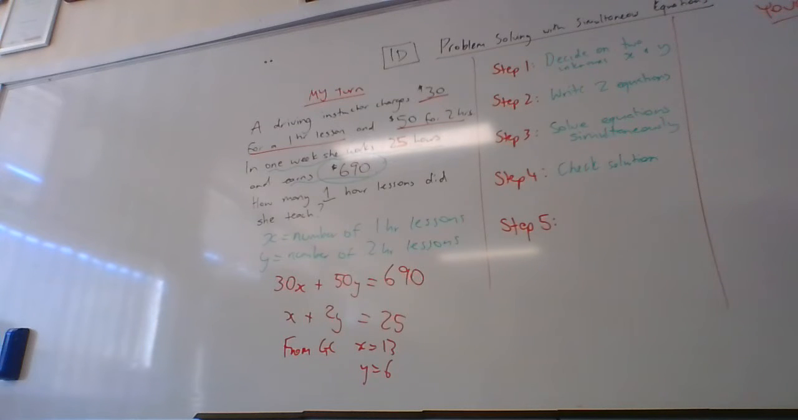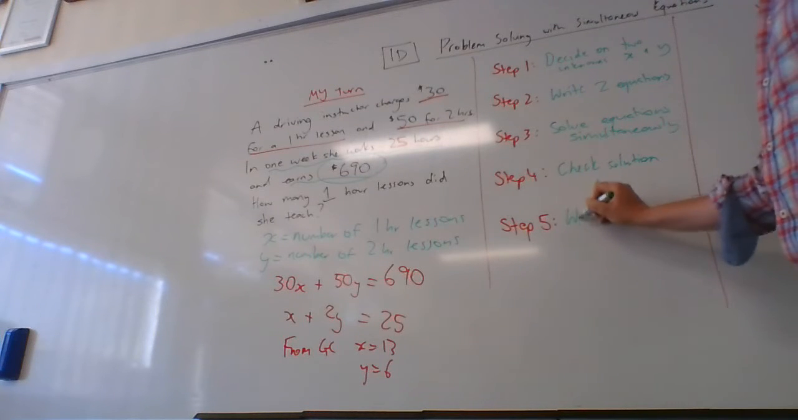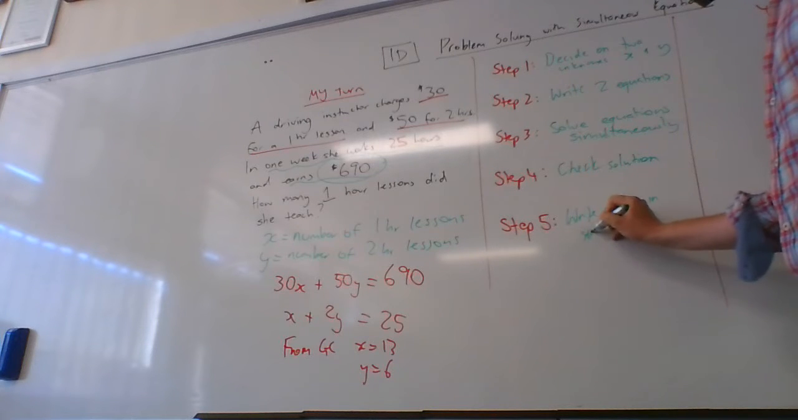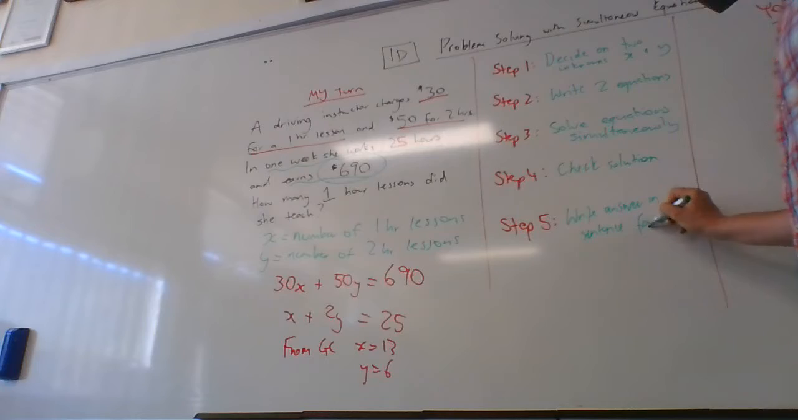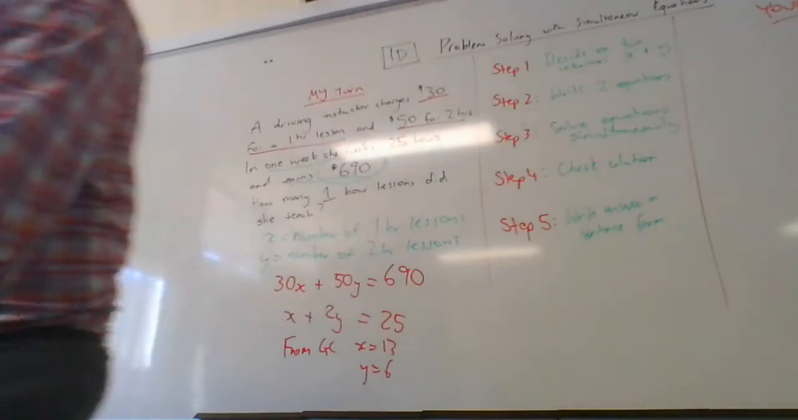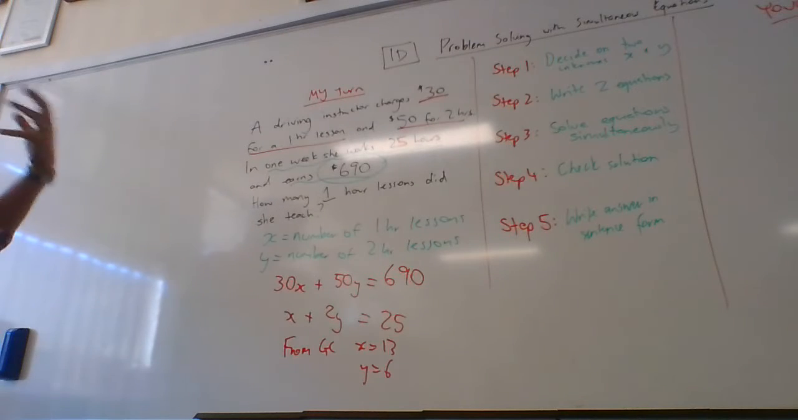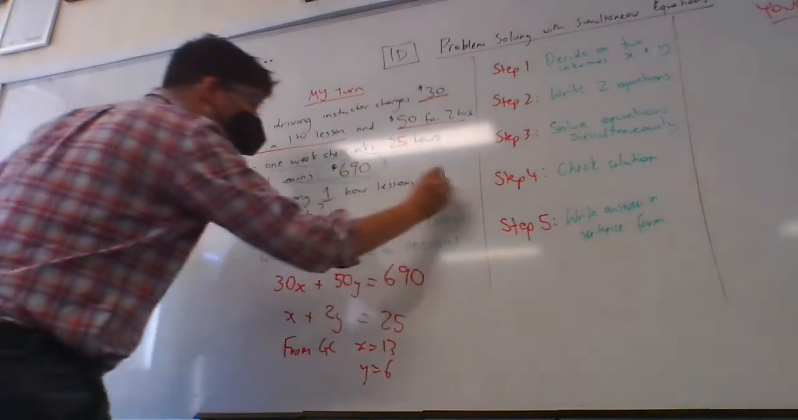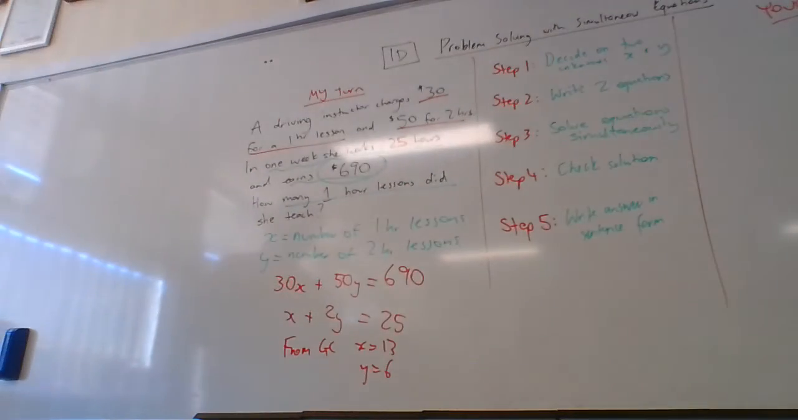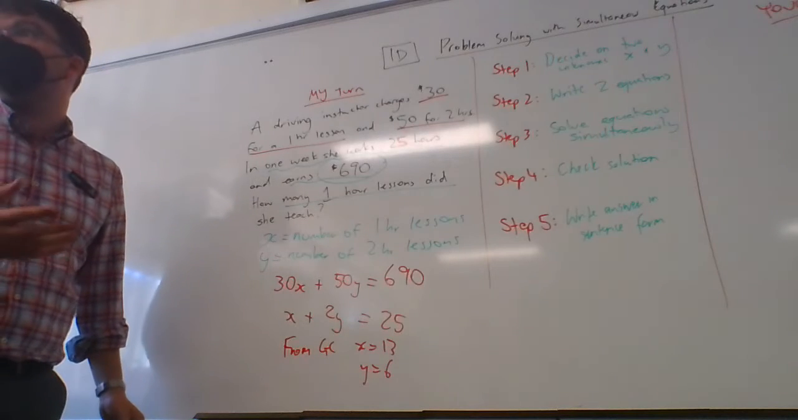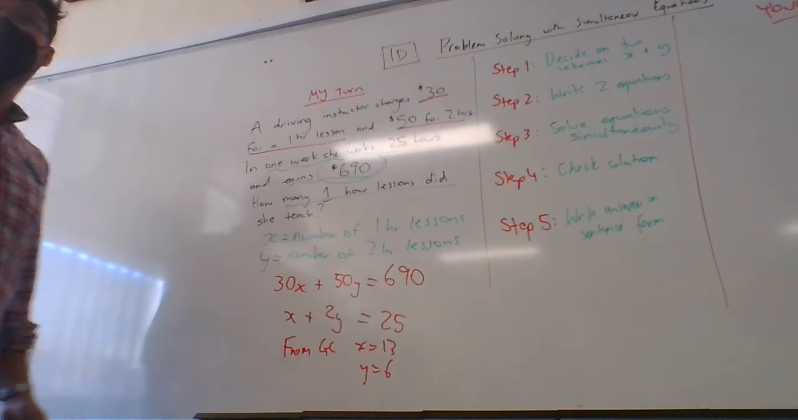Step 5 is write your answer in sentence form. You know, part of your marks in general maths is on your communication. So actually answering the question. What was the key question that was actually being asked here? How many 1-hour lessons? If you just did this in a test and just did that, I couldn't give you full marks. Okay? Yeah, 3 out of 4.